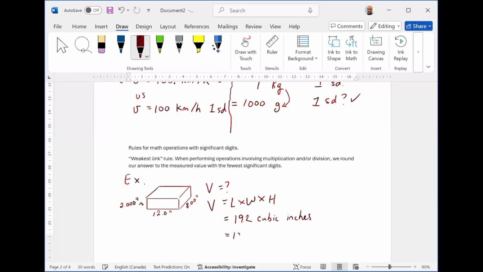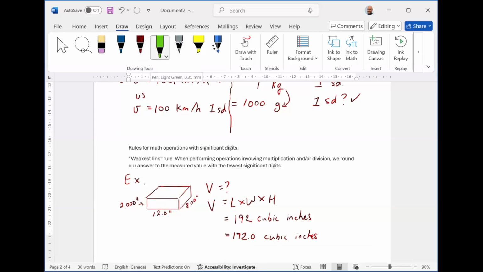What about 192.0? Is this the same thing? Which answer is more precise or has more certainty? The first one, because you have to round to the fewest significant.